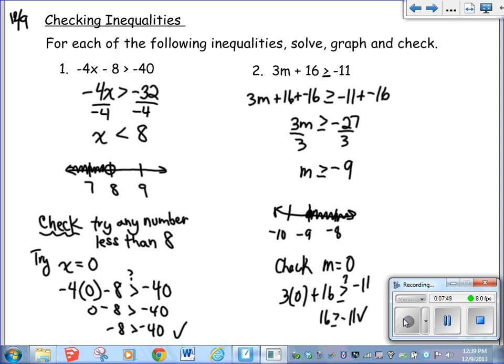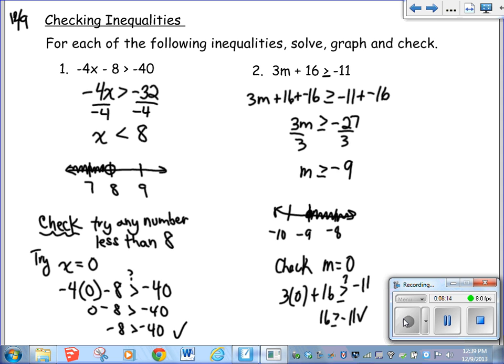Yes, Logan? Is it true that the greater than and less than arrows, on number 2 it points to the right, so you squiggle to the right? Is that on every problem? So then on number 1 the greater or less than arrow points to the left, so you squiggle to the left? Oh, I see what you're saying.